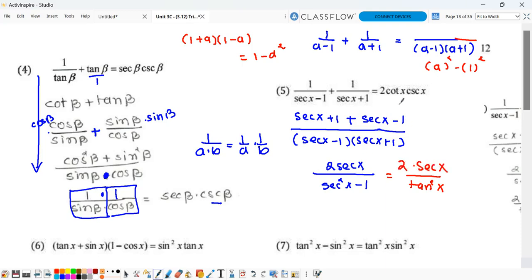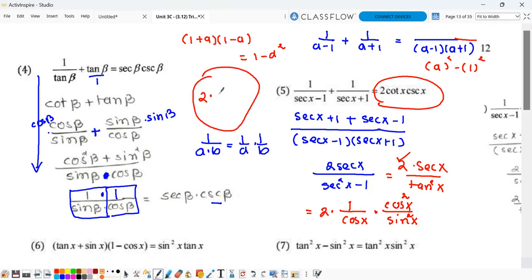2 times secant x. You are looking for 2 times cosecant and secant. So you already got the 2. Okay, secant and tangent. So 2. Secant is 1 over cosine x. And tangent is actually, you can say cotangent, and you can say cosine x over sine x square. Okay, so one more time here. 2 times A over B. You can also say 2 times A times 1 over B.